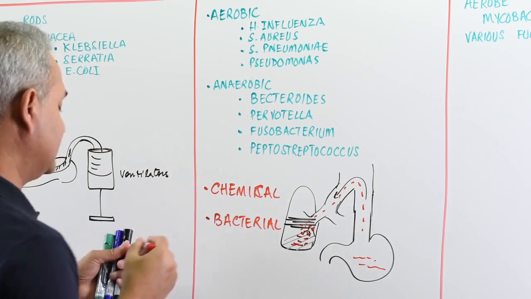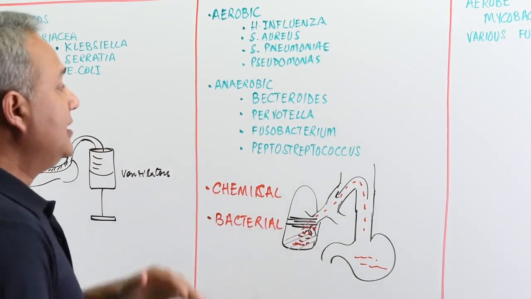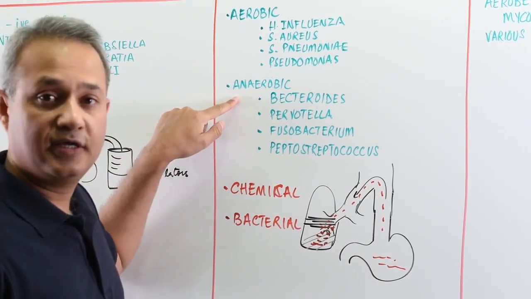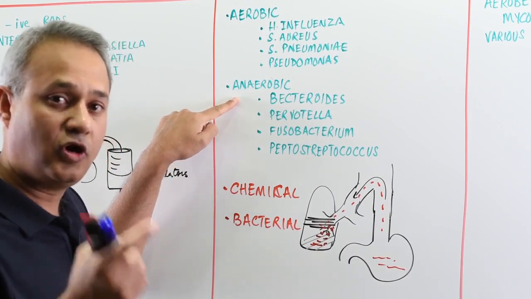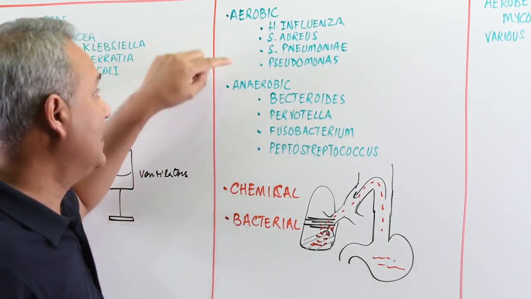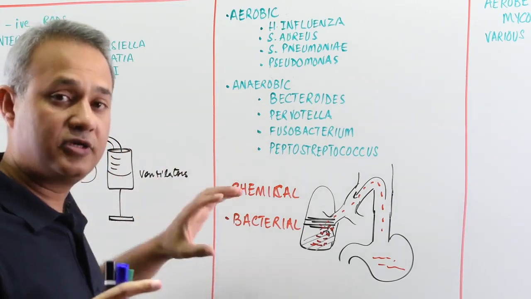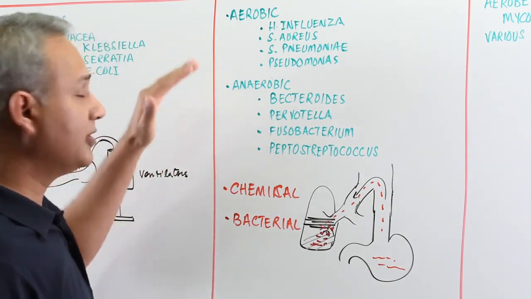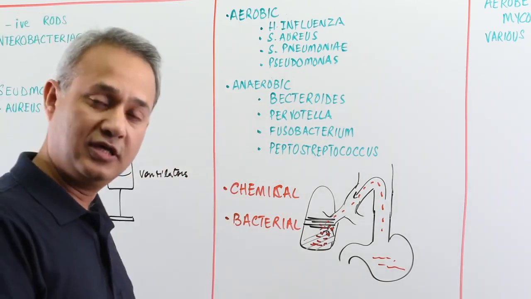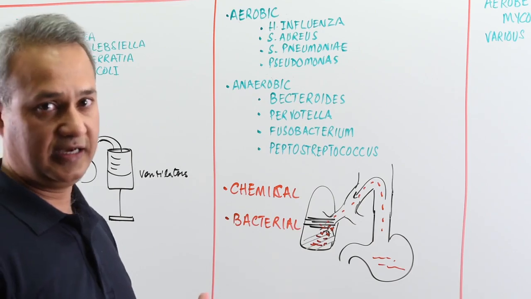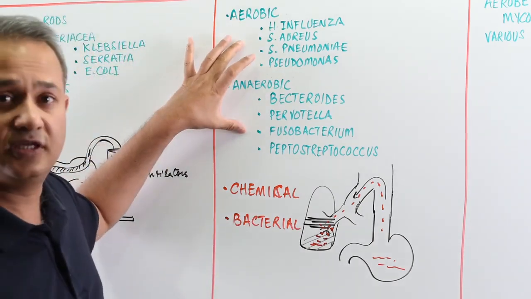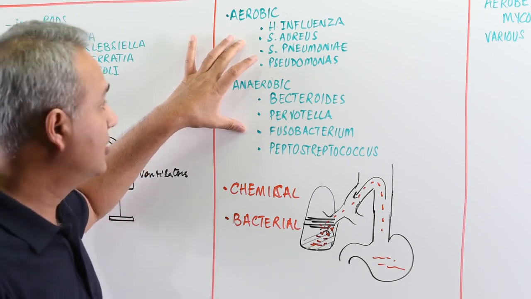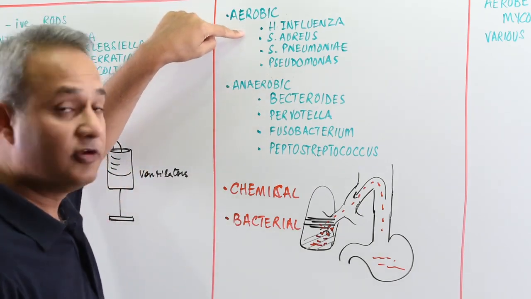Now, what are the bacteria? So look, it used to be thought that anaerobic pathogens are more common to cause aspiration pneumonia than aerobic. However, the latest studies show that the aerobic bacteria are actually more common than anaerobic to cause aspiration pneumonia. So what are the things? These are the guys who live in the mouth. So what are these? Haemophilus influenzae.